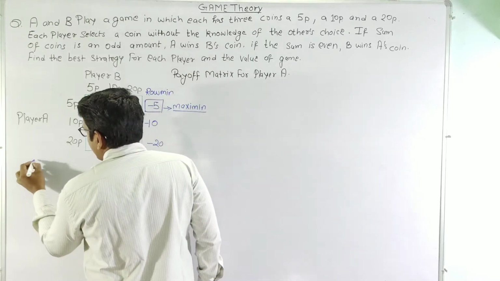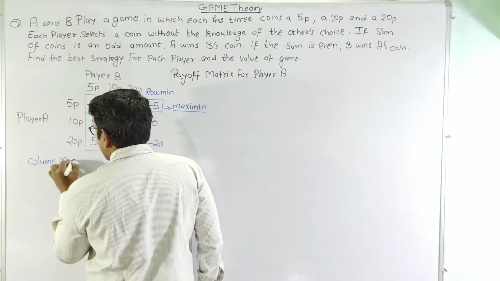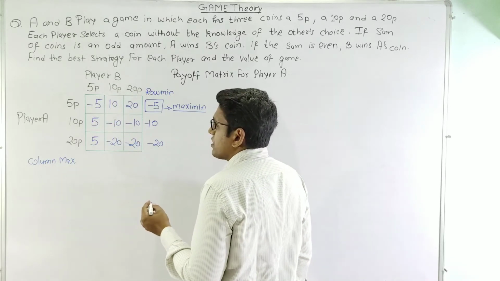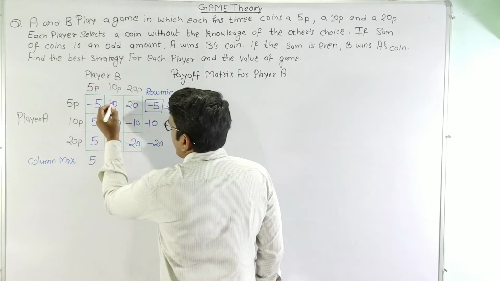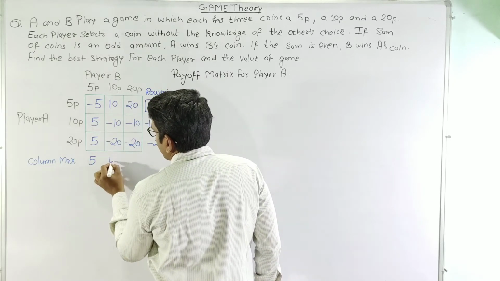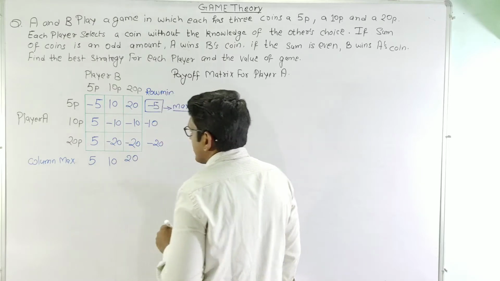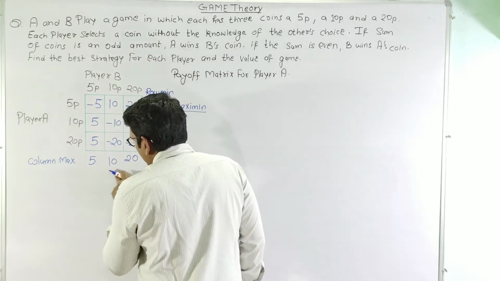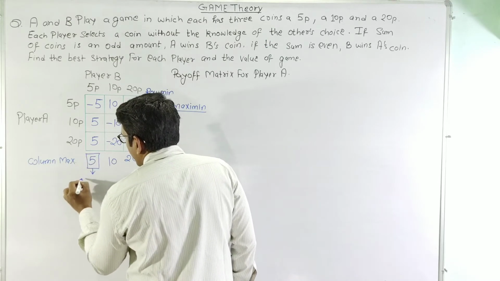Similarly, we will calculate the column max, and in this we will select the maximum value in each column. So for column 1 the maximum value is 5, for column 2 the maximum value is 10, for column 3 the maximum value is 20, and the minimum among these values is 5. So this 5 will be the minimax value.